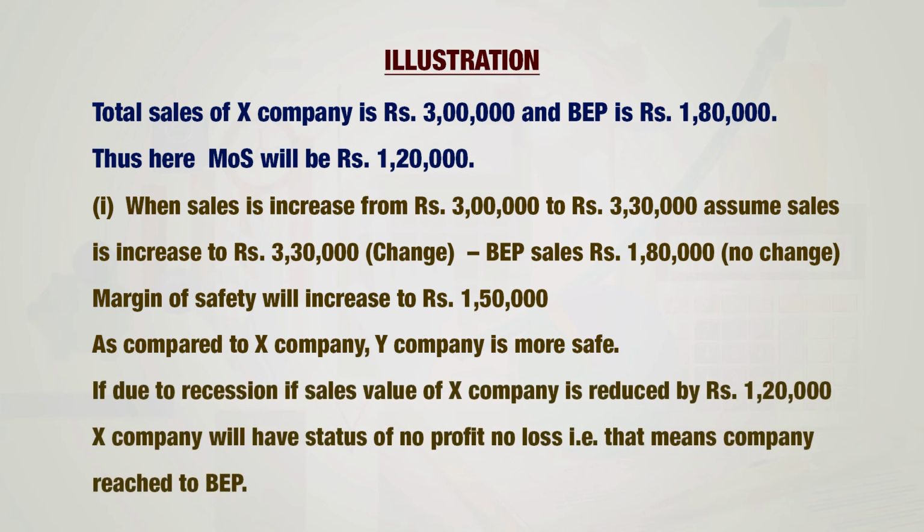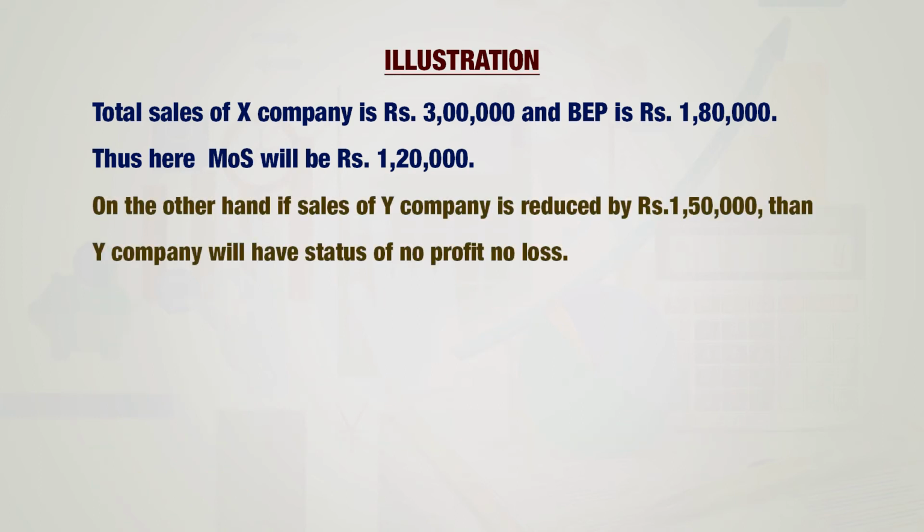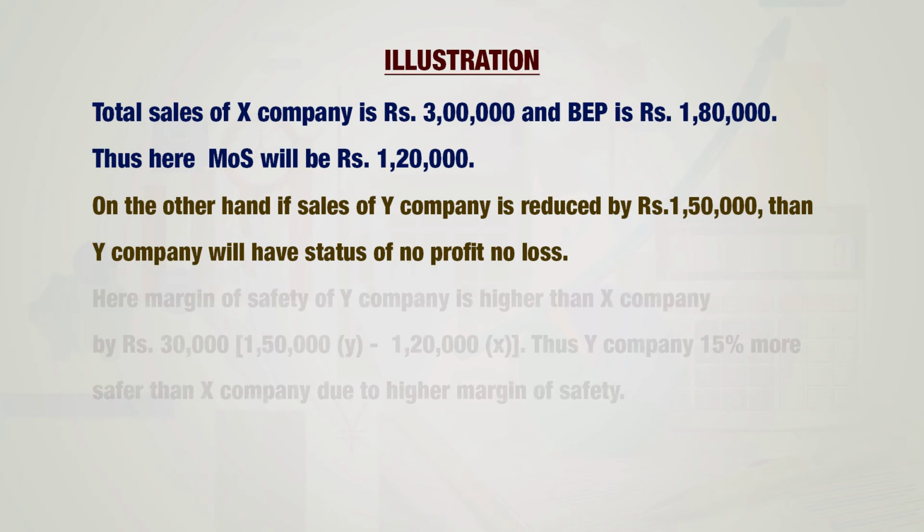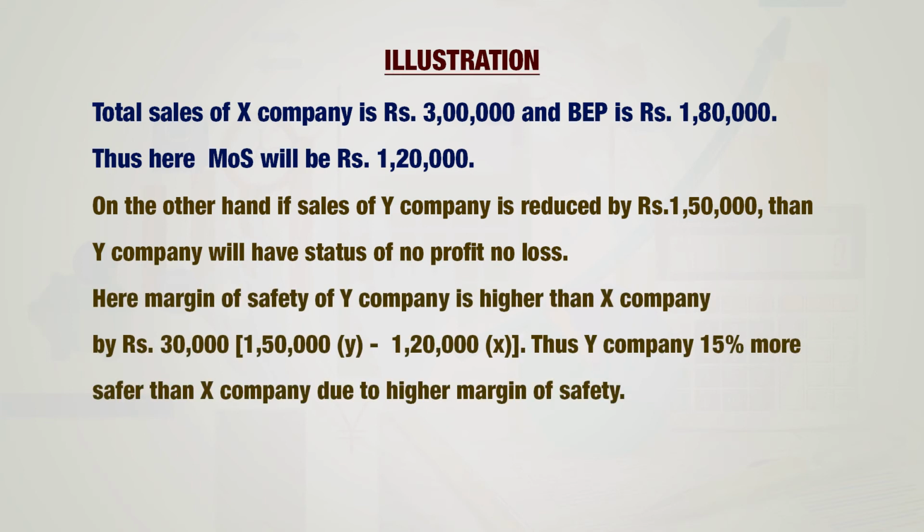If due to recession, sales value of X company is reduced by 1,20,000, X company will have a status of no profit, no loss. That means company reached break-even point. On the other hand, if sales of Y company is reduced by 1,50,000, then Y company will have a status of no profit, no loss. Here, margin of safety of Y company is higher than X company by 30,000. That is 1,50,000 minus 1,20,000. Thus, Y company is 15% more safe than X company due to higher margin of safety.